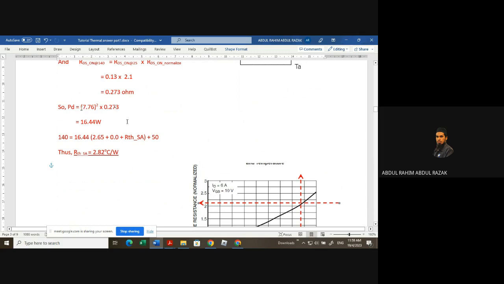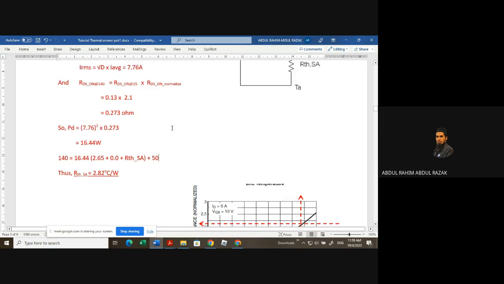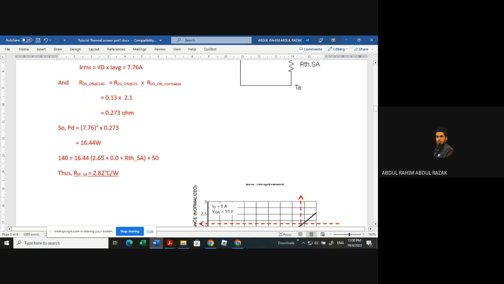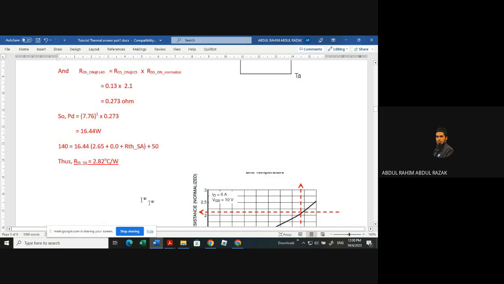Okay, it means the dissipated power I square RDS on, we get 16.44 watt. Then we put it back into the calculation above, the equilibrium equation. TJ equals PD times R thermal JC, R thermal CS, R thermal SA, mixing the values, plus ambient temperature. So you get the value of your required heat sink for this device to be able to conduct 7.76 ampere and maintain the junction temperature at 140 degrees C or below.